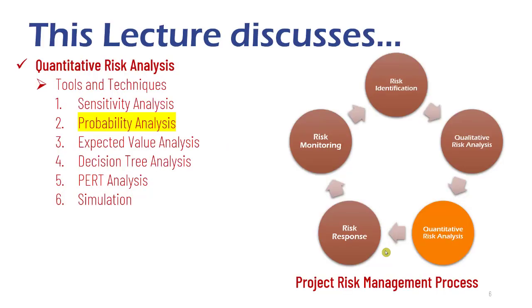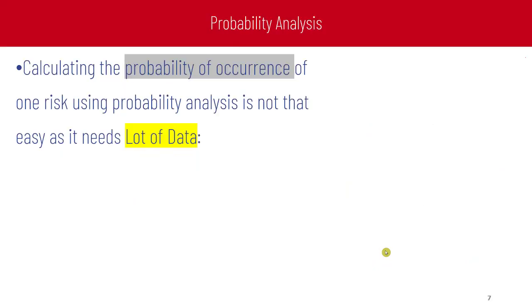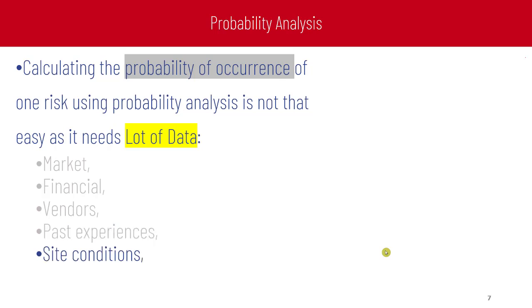The second tool that we are going to discuss here is the probability analysis. Calculating the probability of occurrence of one risk using probability analysis is not that easy, as it needs a lot of data. Lots of data is needed to fit the probability curve to determine the probability of the occurrence of one of the risks. These data include market data, financial data, vendors data, past experience of the project team, site conditions, and many other data.